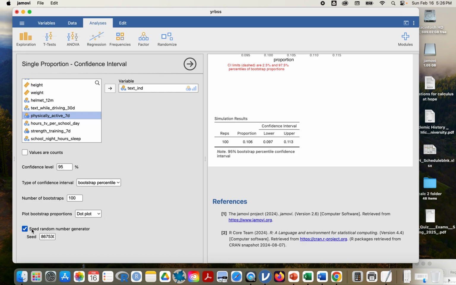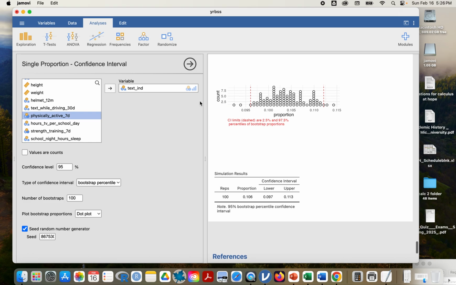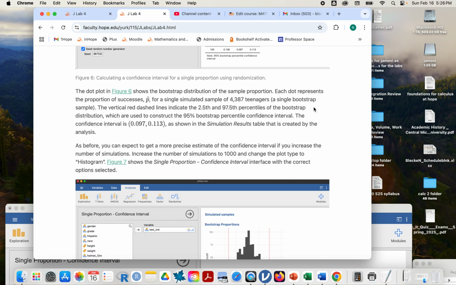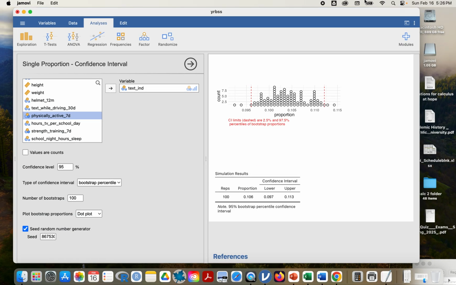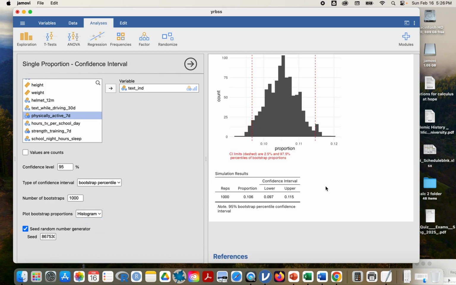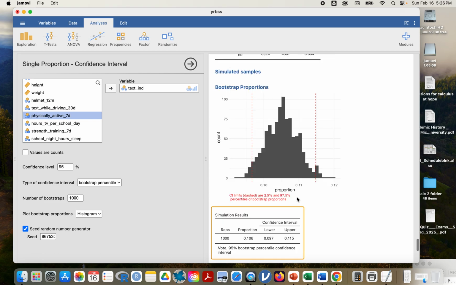You'll notice I did click on the seed random number generator, and because I did that, this distribution is going to match this distribution here. Now we're going to increase this to 1,000, and we're going to change this to histogram because the dot plot looks really weird. Now our lower is still 0.097, but our upper is a little bit farther out, and it's now at 0.115.